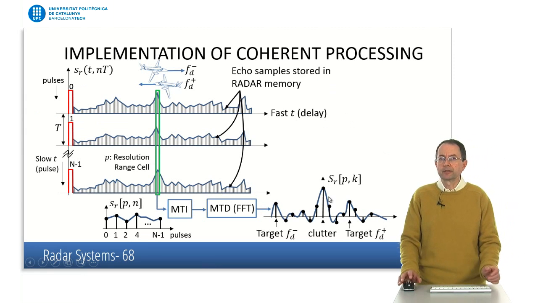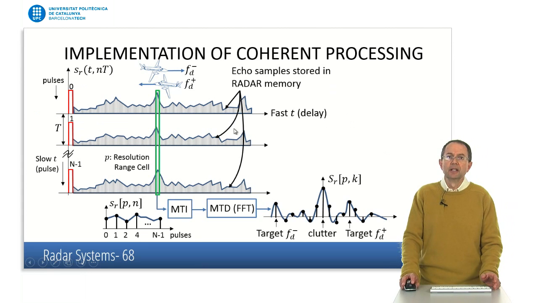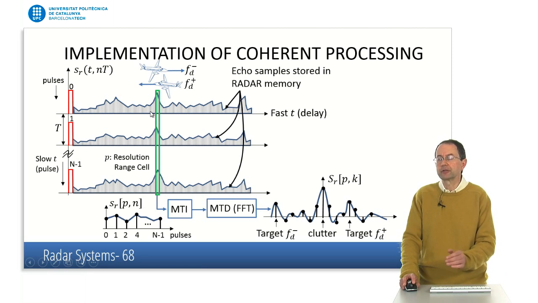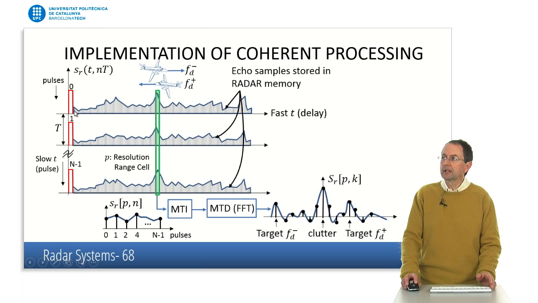Now, how to implement all this coherent processing? We have to take into account that this processing has to be done in real time during the radar operation for each radar resolution cell, so for each distance of the radar. In the radar, we distinguish fast time, which is the echo delay time, the horizontal axis plotted here. After one pulse, we collect all the echoes for different ranges. Then we transmit the following pulse and repeat the operation, and so on, up to n pulses that we collect with the radar.